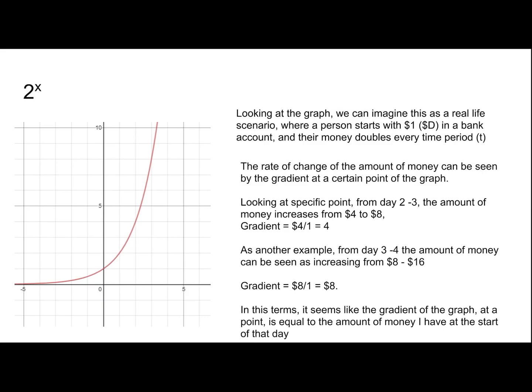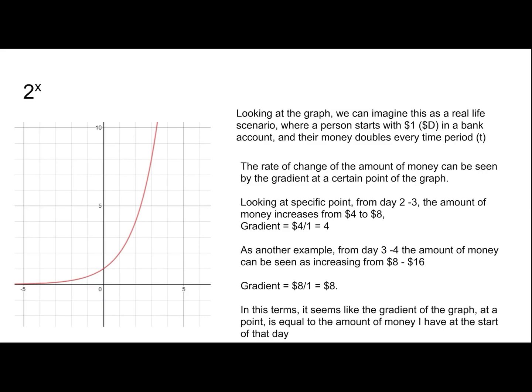So this gradient we can look at between a rise and a run between two x values, or in this case, two t values. So for example, looking at individual days, from day 1 to day 2, day 2 to day 3, so 1 day intervals. If we're looking specifically at day 2 to day 3, on day 2 I have 2 to the power of 2, which is $4. On day 3, that increases to $8. The gradient would be the rise over run. I gain $4 over 1 day, which means that gradient is 4.